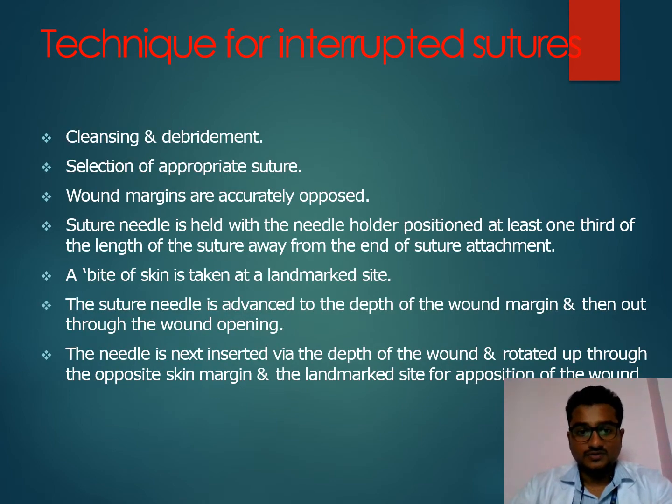Technique for interrupted suture: cleansing and debridement. Selection of appropriate suture. The wound margins are accurately opposed. The suture needle is held with a needle holder and positioned at one-third of the length from the suture, away from the end of the suture attachment. A bite of skin is taken at a landmark height. The needle is advanced to the depth of the wound margin and then out through the wound opening. The needle is then inserted via the depth of the wound and rotated up through the opposite side of the margin, at the landmark side for that portion of the wound.